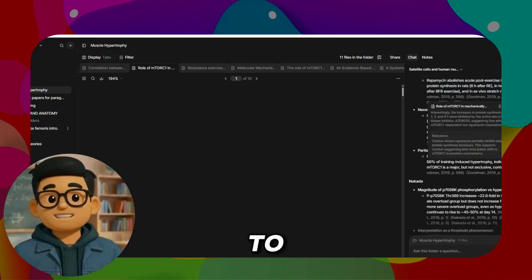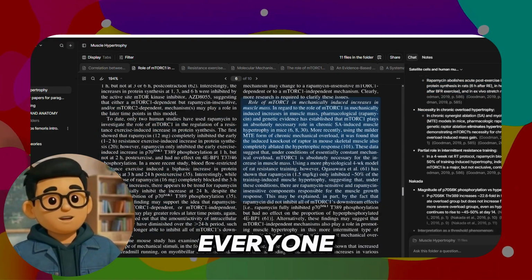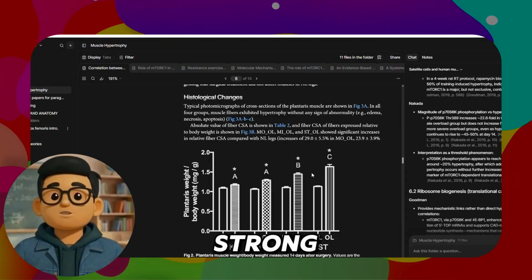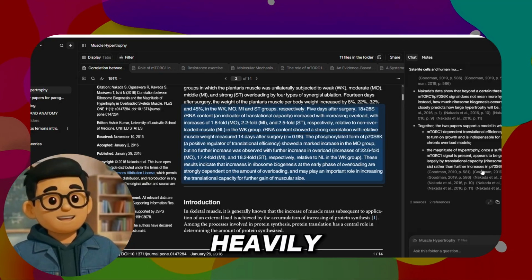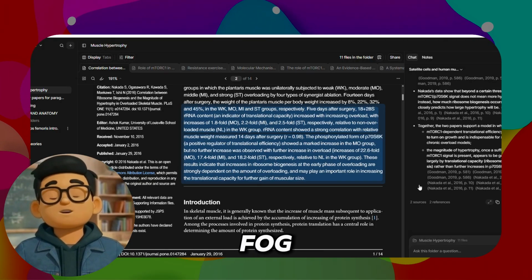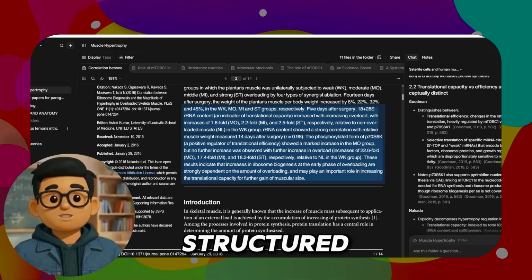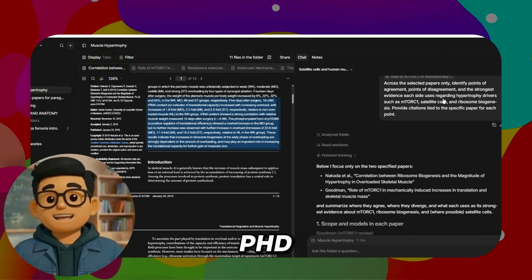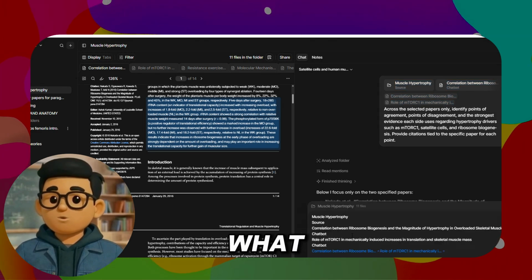Very quickly, I start to see patterns, which mechanisms everyone agrees are central, which are still under investigation, where human evidence is strong, and where we are still leaning heavily on animal data. Instead of a fog of separate findings, I have a structured map I can almost drop straight into my discussion section. But the real PhD level question is never just what do we know?